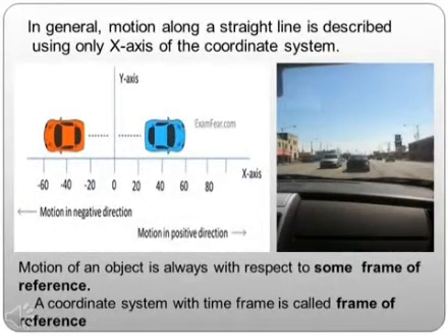In general, motion along a straight line is described using only the x-axis of the coordinate system. As shown in the figure, two cars are considered to move in opposite directions. The first car, which is blue in color, moves along the positive x direction, and the second one, which is orange in color, moves along the negative x direction.